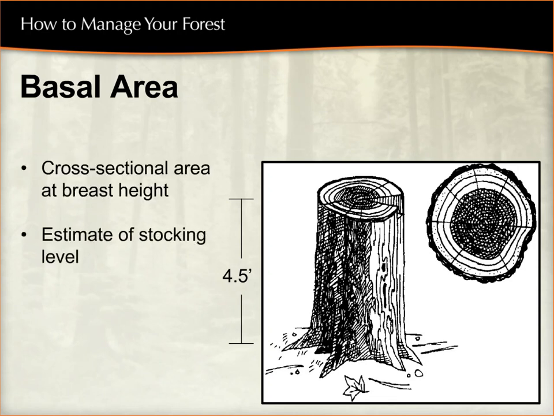Now, basal area is often used when we're discussing the stocking level of a stand. For example, we might say that a stand has 180 square feet of basal area per acre. A more dense stand with more wood might have 250 square feet of basal area.